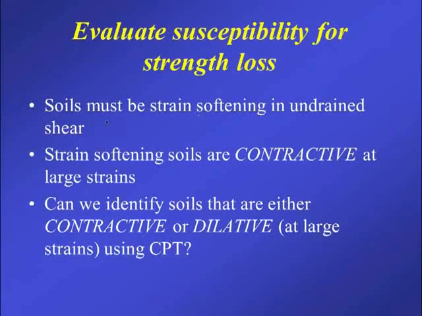So evaluate susceptibility for strength loss. Soils must be strain softening in undrained shear. Now notice it doesn't say sand or clay, so this can occur in very loose sands, very loose silts, and very sensitive clays. So it's not limited just to sands like the seismic liquefaction tended to be limited to. Now, strain softening soils are contractive at large strain. So you saw that when they strain soften, that means you get this large buildup of pore pressure in undrained shear. And of course, you're getting a large buildup in pore pressure because the soil wants to contract. Notice I'm being a little bit more precise here. It says contract at large strains.